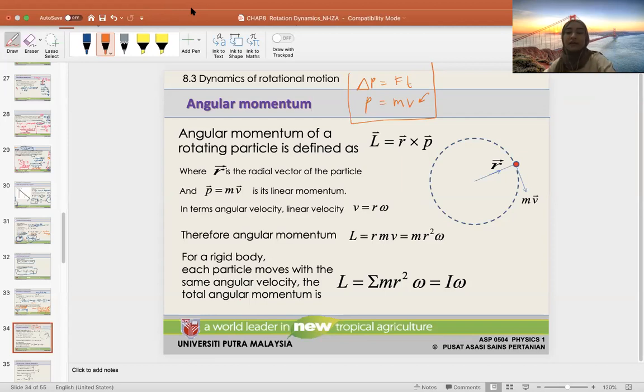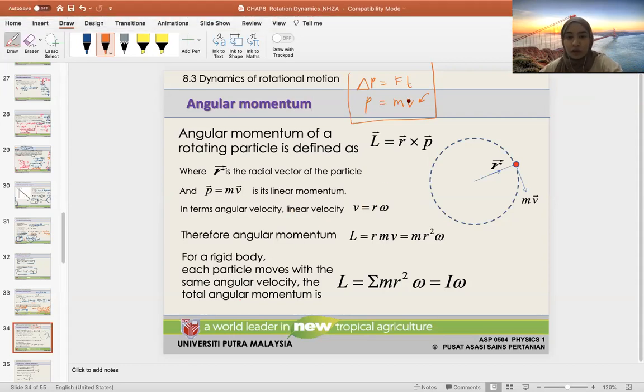Okay, be patient. I told you it's going to be interesting. Let me explain the equation first. V equals R omega, right? So I'm going to substitute that. L equals mv R omega. What is this? Wait, mistake. L equals R mv.